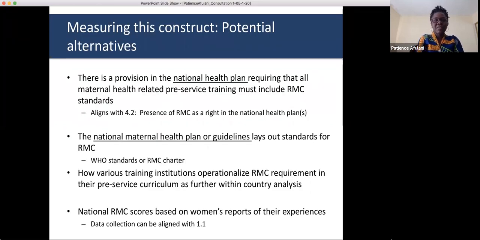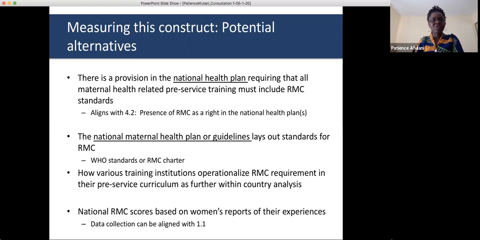So some potential alternatives to address the issue of not having a unified curriculum is to reformulate the indicator into something like this: that there is provision in the National Health Plan requiring all maternal health related pre-service training to include RMC standards. This would be easier to measure as most countries have one National Health Plan, and the indicator can be a simple yes or no indicator, noting whether or not there is a policy requiring all maternal health related pre-service training to include RMC content. And data collection for such an indicator can be aligned with indicator 4.2 on presence of RMC as a right in the National Health Plan.